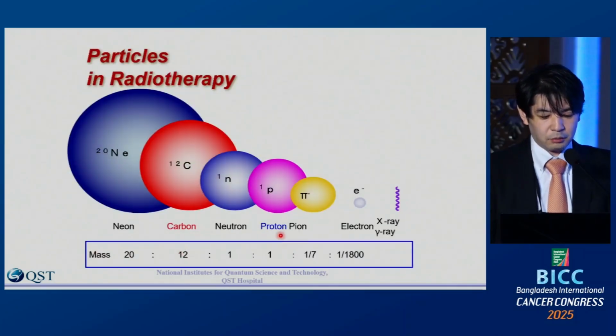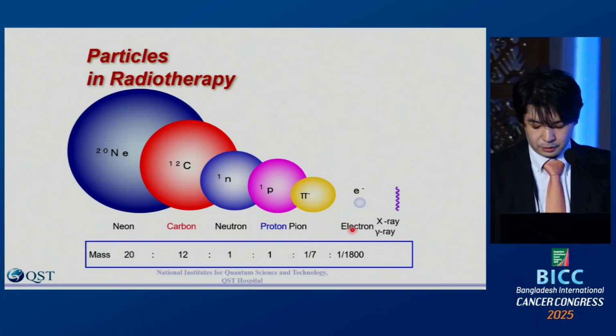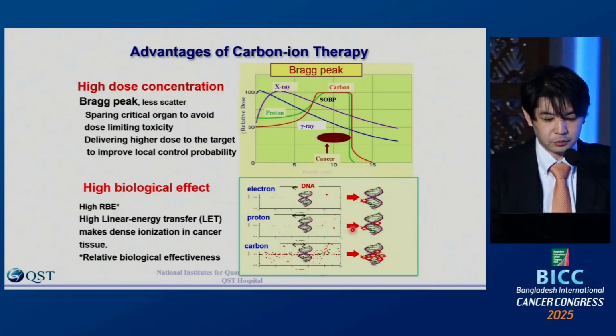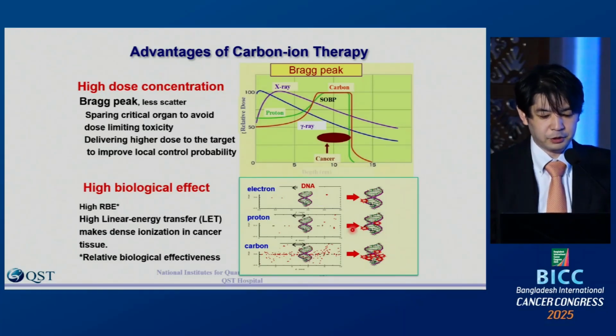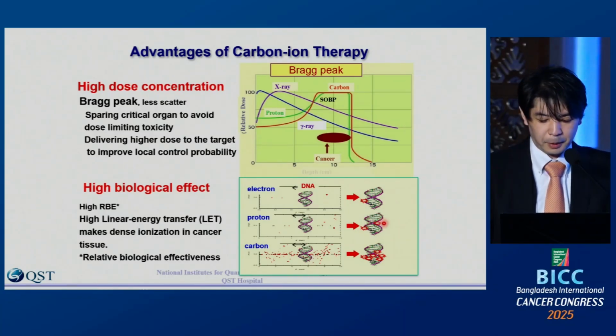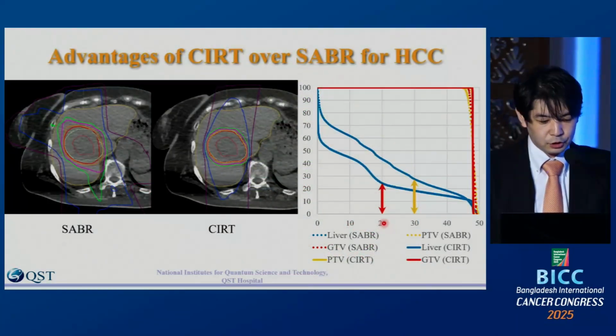So when we're talking about particle therapy, we're talking about carbon ions and hydrogen ions. What's so special about particle therapy in general is that we have the Bragg peak, which enables us to produce a distinguished dose distribution. Now, the higher biological effect of carbon ion is not so relevant when we're talking about HCCs. So it's just pure dose distribution.